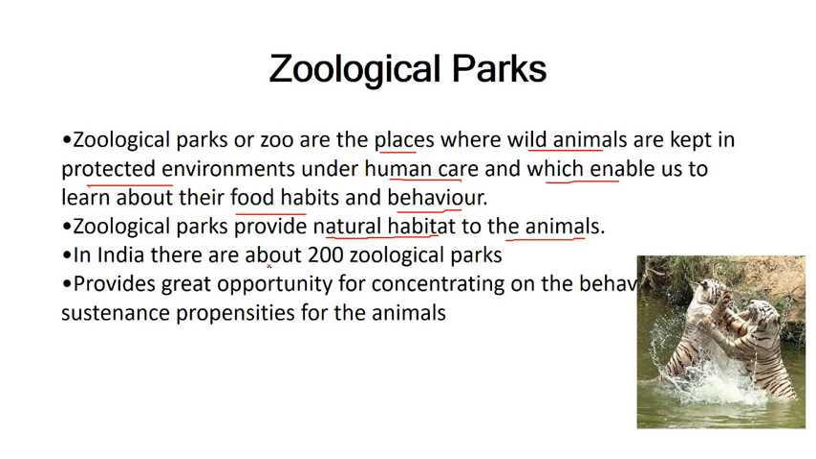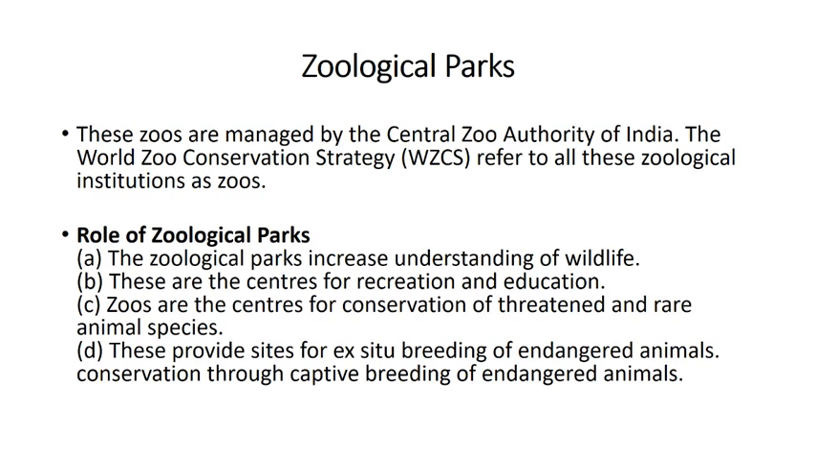There are around 200 zoological parks in India, and a zoological park provides a great opportunity for concentrating on the behavior, sustenance and propensities of the animals. The zoos are maintained by the Central Zoo Authority of India. The World Zoo Conservation Strategy, WZCS, refers to all these zoological institutions as zoos. Okay? Role of zoological parks: they increase the understanding of wildlife, since the animals are kept in a protected environment, their habitat and behavior can be studied.